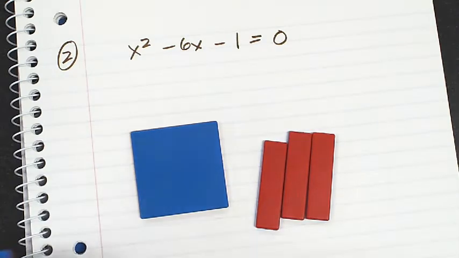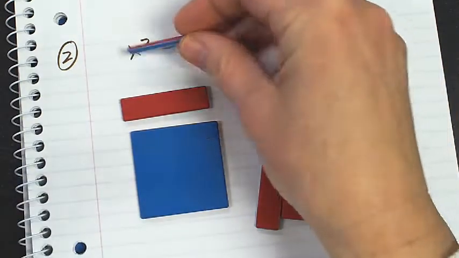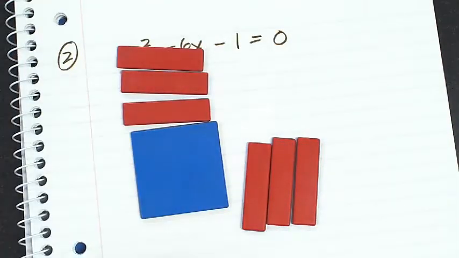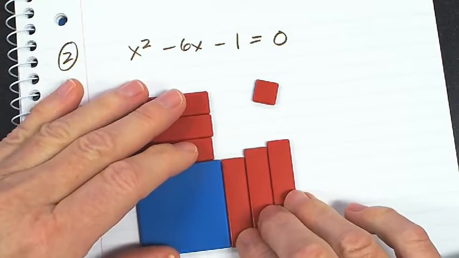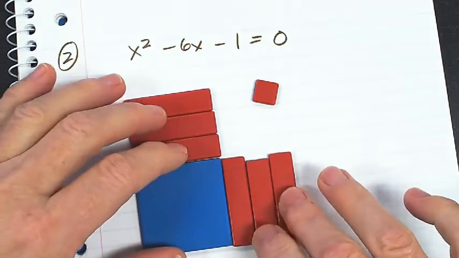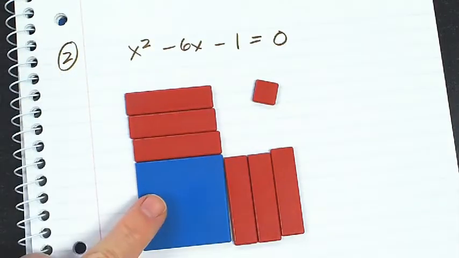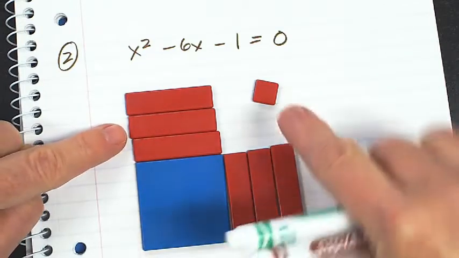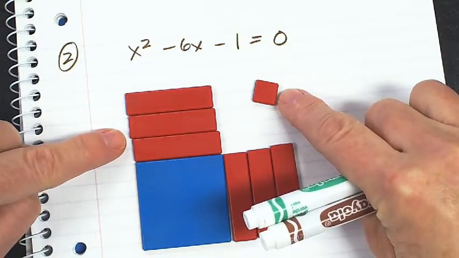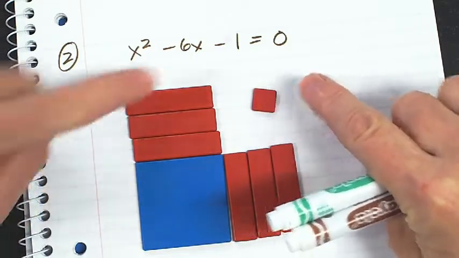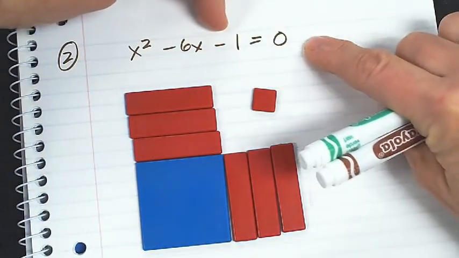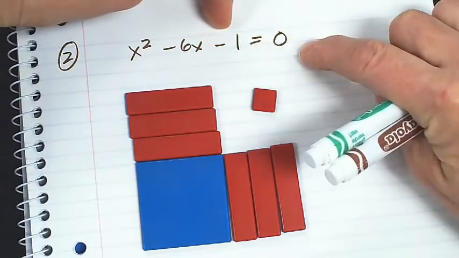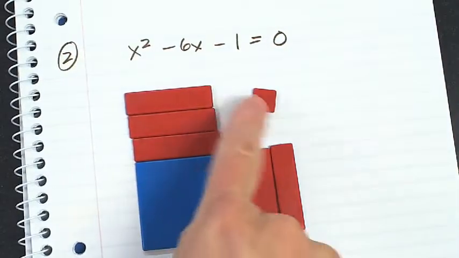Okay, so we have x squared minus 6x, and then minus 1. So here's x squared. Here's the negative 6x terms, and here's the negative 1. So you can keep this negative 1 on this side, or you can move it to the other side. That's totally up to you. I'm going to move it over. What matters is that you make a square.